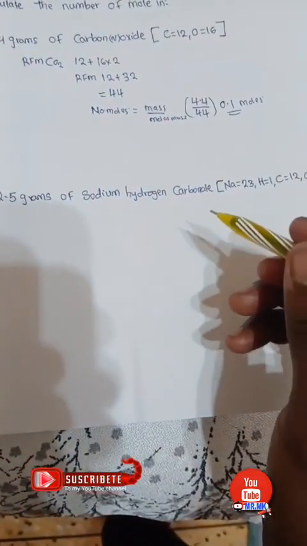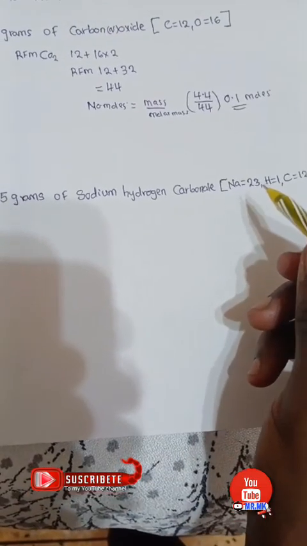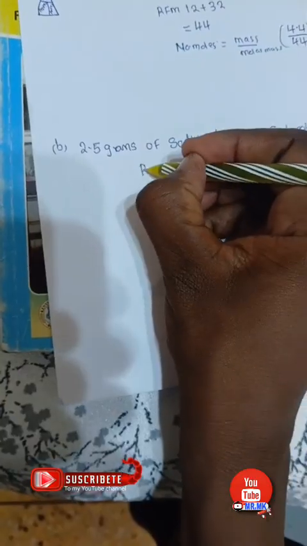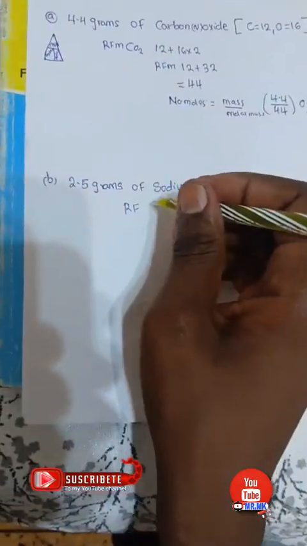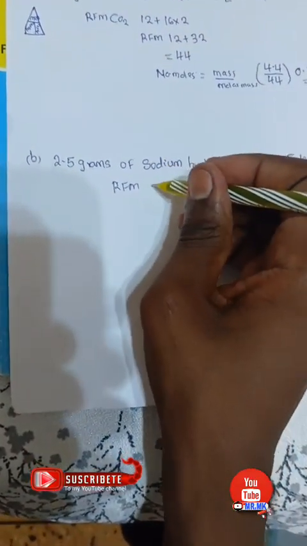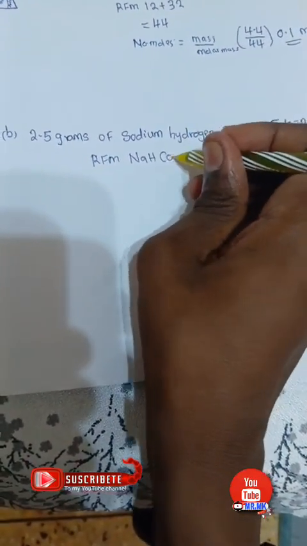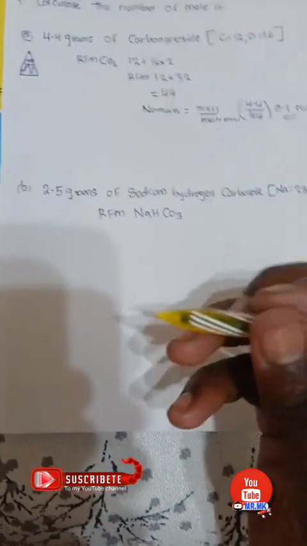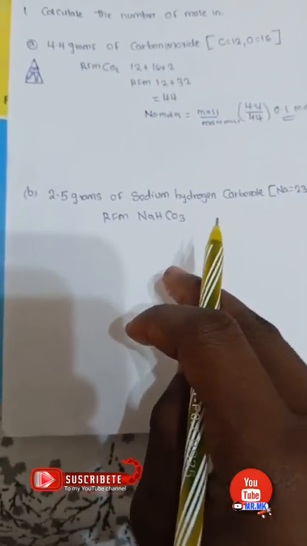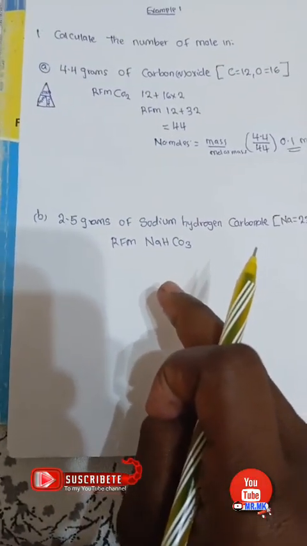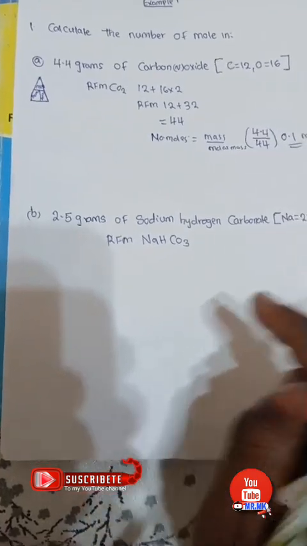2.5 grams of sodium hydrogen carbonate, where sodium is 23, hydrogen is 1, carbon is 12, oxygen is 16. The procedure is just one and the same. RFM of sodium hydrogen carbonate. Now the learner, you have to be very keen when you write the chemical formula for sodium hydrogen carbonate.